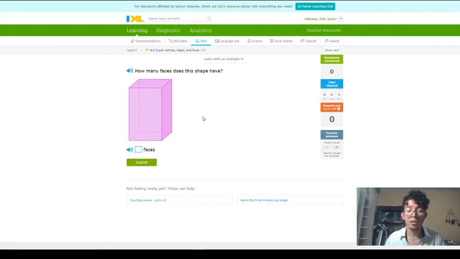¿Cuántas caras tiene esta figura? This is a rectangular prism. Este es un prisma rectangular. So it has 1, 2, 3, 4, 5, and 6. It has 6 faces. So I have to write 6.